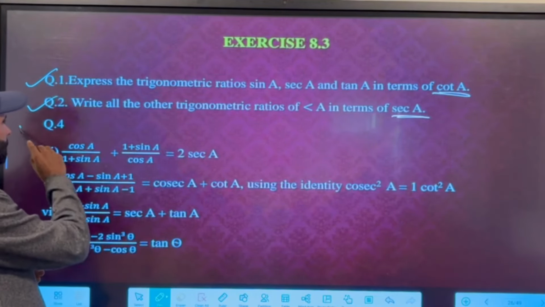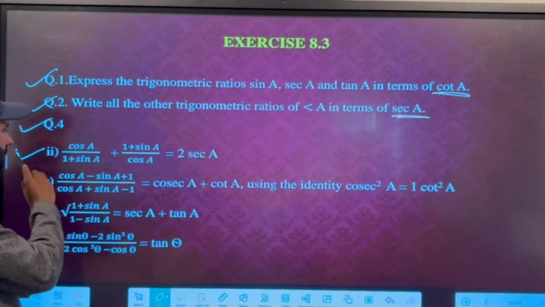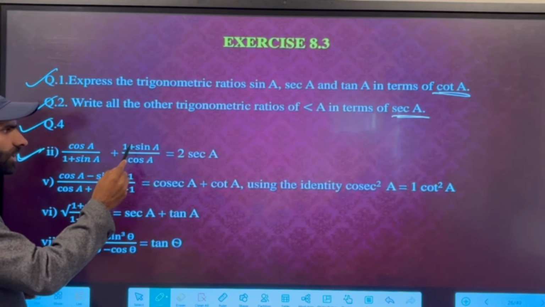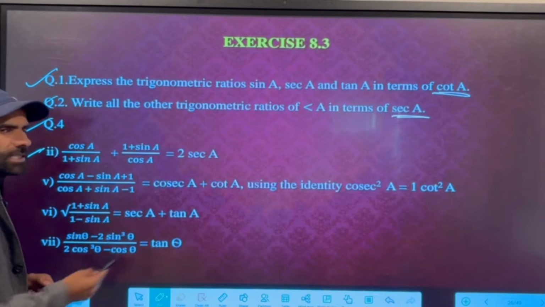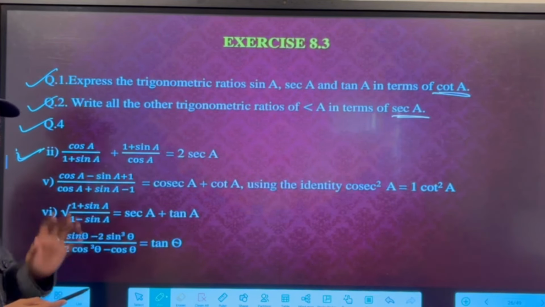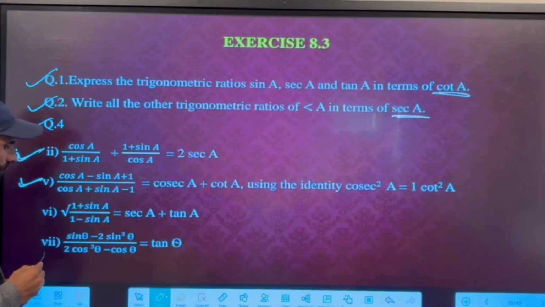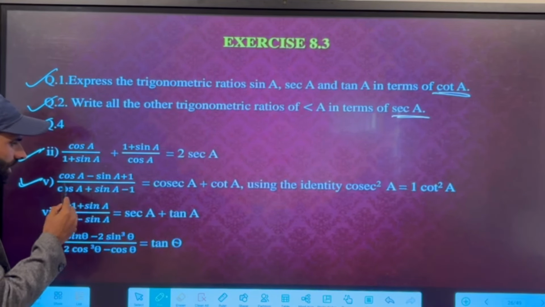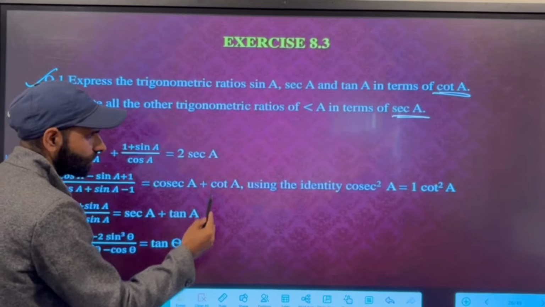Question number 4. From question number 4, part number 2 is cos A upon 1 plus sin A plus 1 plus sin A upon cos A equal to 2 sec A. You have to prove left hand side equal to right hand side. Angle A involved is acute angle here. Part number 5 is very important. Part number 5 is (cos A minus sin A plus 1) divided by (cos A plus sin A minus 1) equal to cosec A plus cot A.